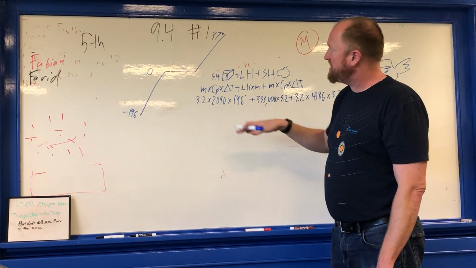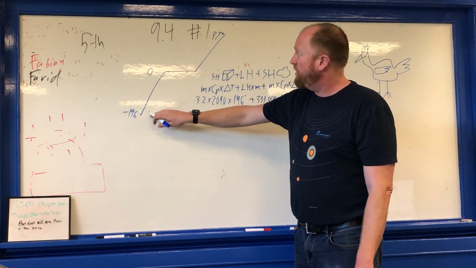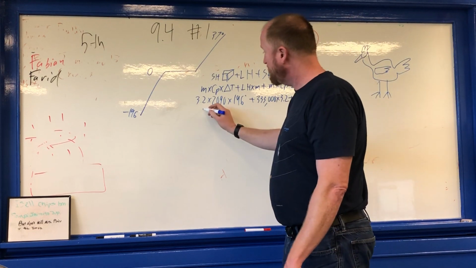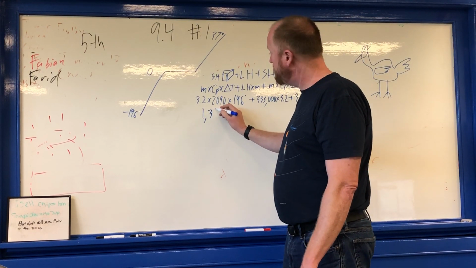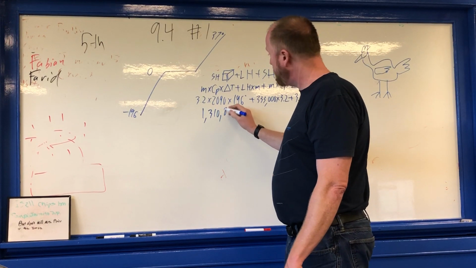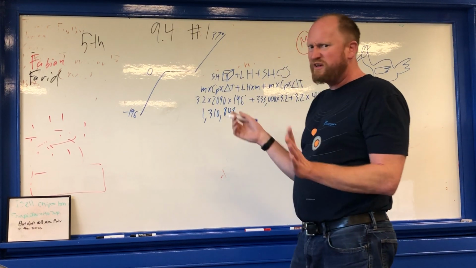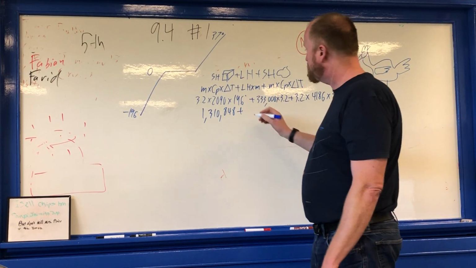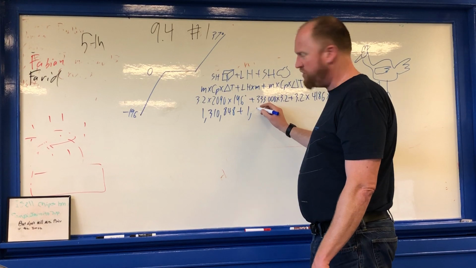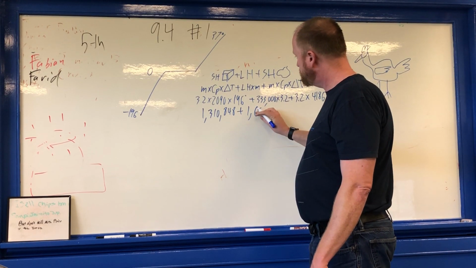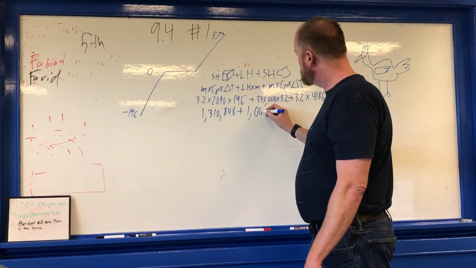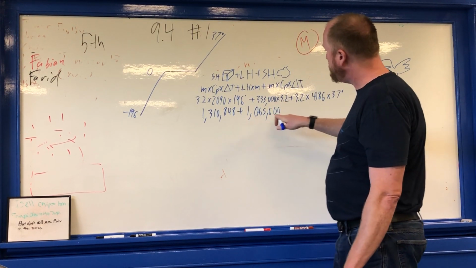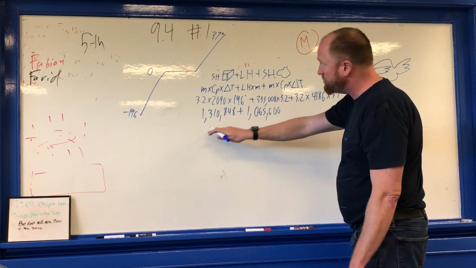Okay, so how much energy does it take to go from negative 196 to 0? If you put it in a calculator, and I highly recommend you do it, you get 1,310,848 joules. Don't worry about rounding it. We round at the end, you know. Plus, the amount of energy needed to thaw your poor chicken out is 1,065,600 joules. Now, these are all in joules.